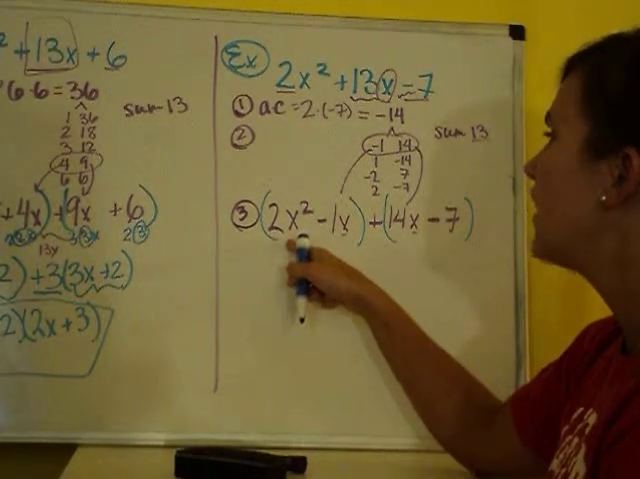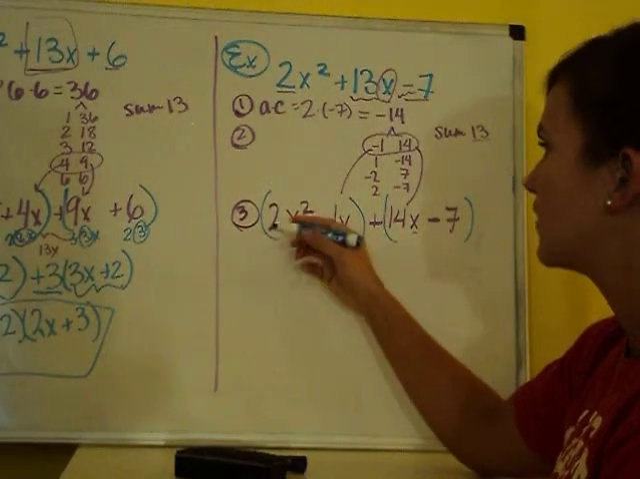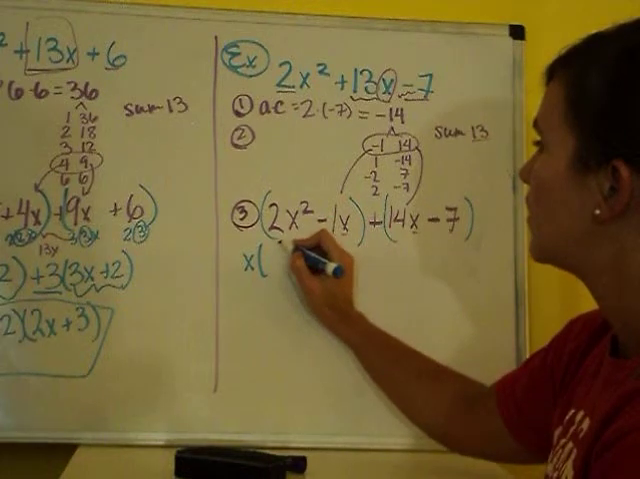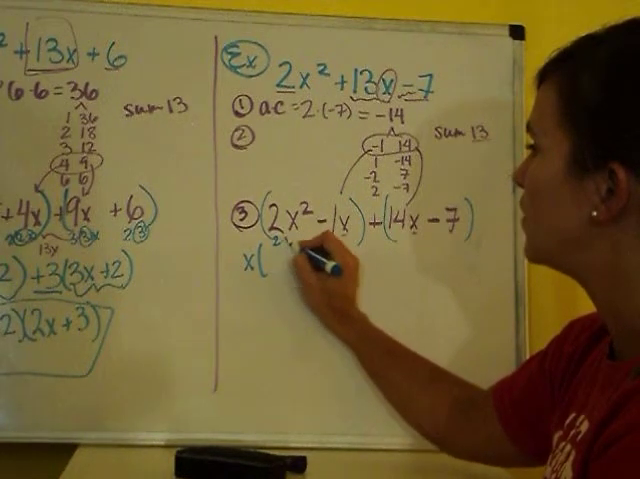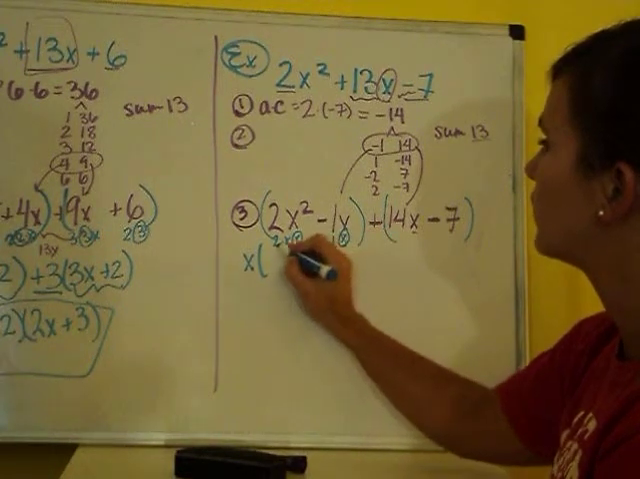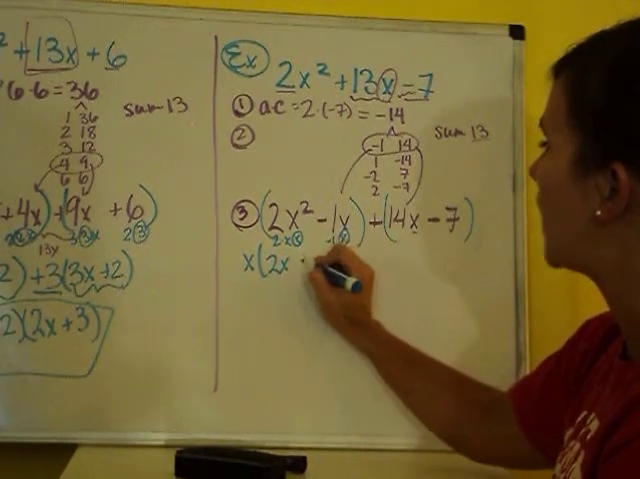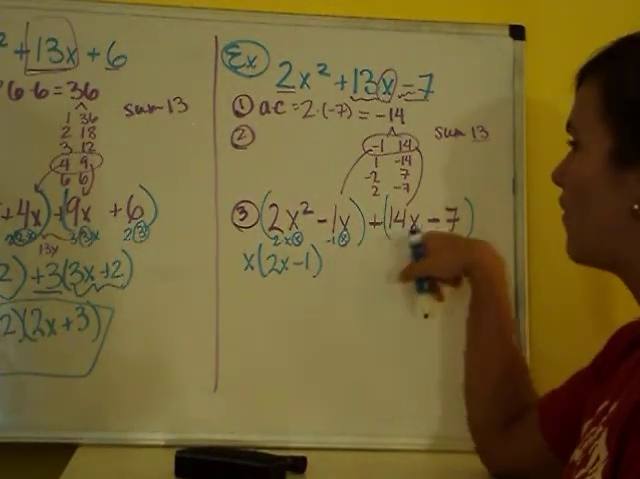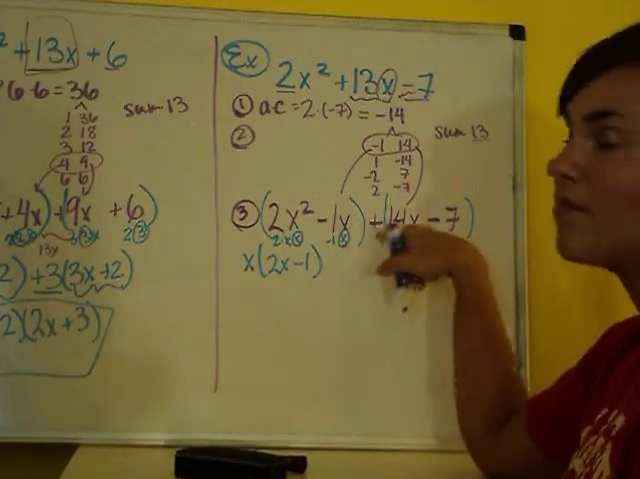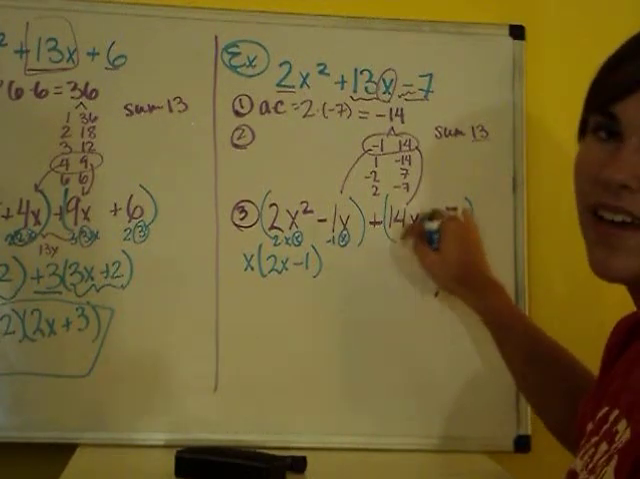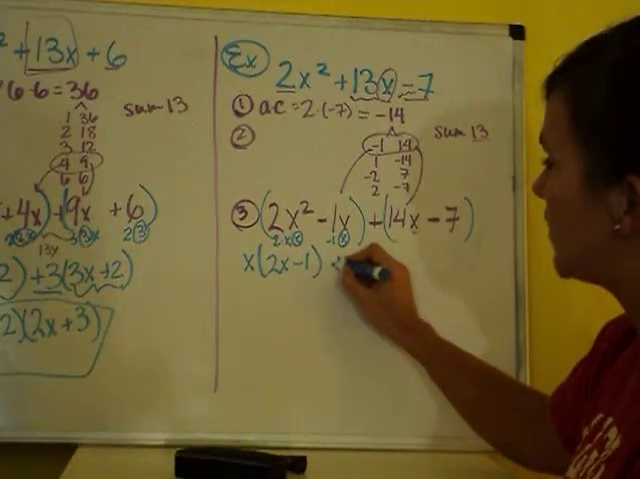So 2x squared minus 1x. The only thing these guys have in common is an x. So that's going to leave me with, if this is 2 times x times x, 2x minus 1. Okay, here, am I going to need to plot a negative over here? No. This is positive, this is positive, this is negative, this is negative. The signs match up, so I know this will be a positive number.